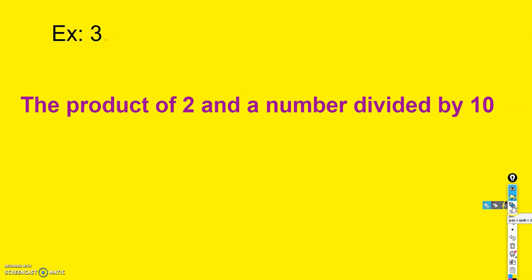Let's try one more here. The product, hopefully you know that product is multiplication, of 2 and a number divided by 10. Uh-oh, a number. Do I know the number? I don't know the number. So if I don't know the number, I'm going to assign it a variable. How about we call it n? So we've got the operations, I've got the numbers, I've got variables. Now we just need to put them into an expression.